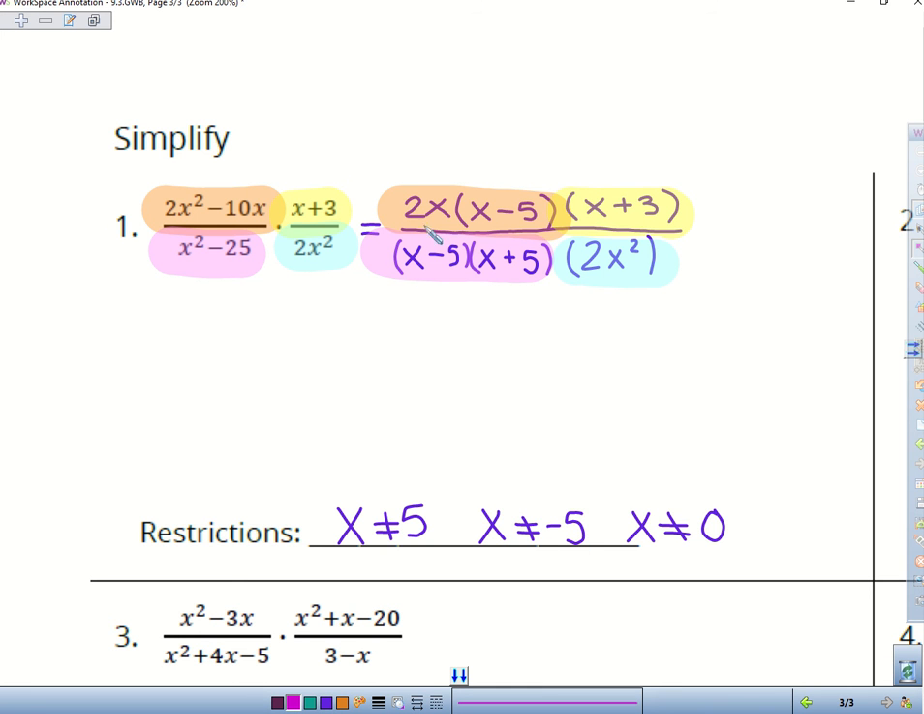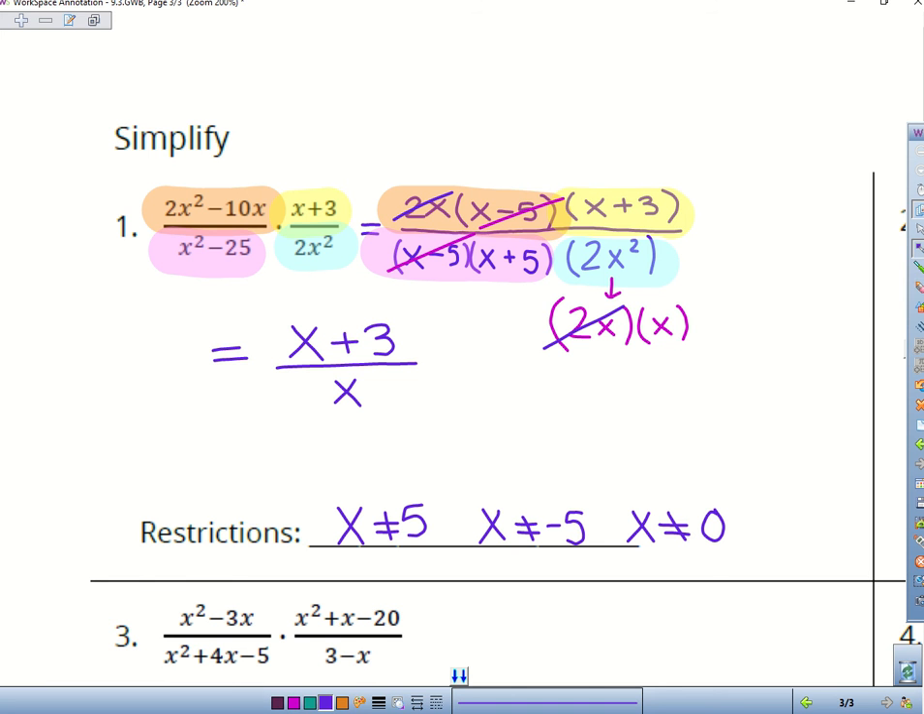I'm going to look for things I can cancel. So the x minus 5s. And here's the other part that can throw people off. Isn't it true that I can rewrite 2x squared as 2x times x? So what would that mean for this 2x up here? It would cancel out with this, but, very good, it would leave an x. So my final answer would be x plus 3 over x. Oh, and then we have our plus 5. I forgot about that one. Sorry. x and then plus 5 from this guy right here.